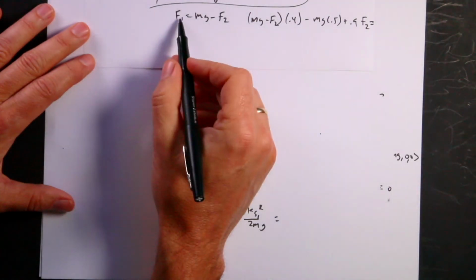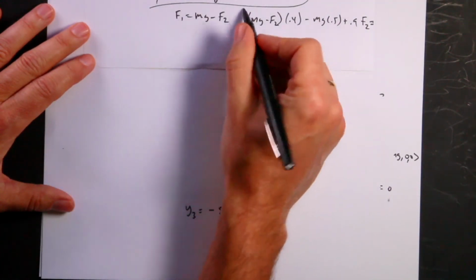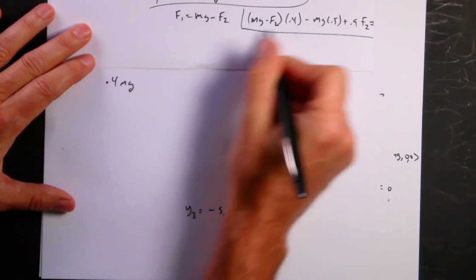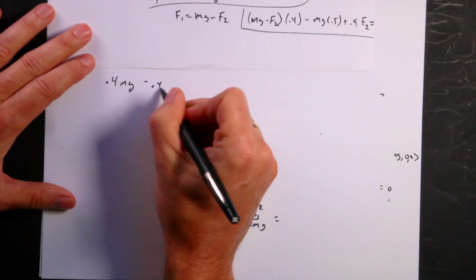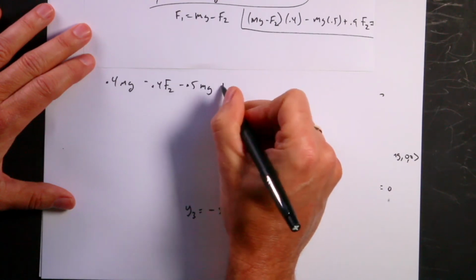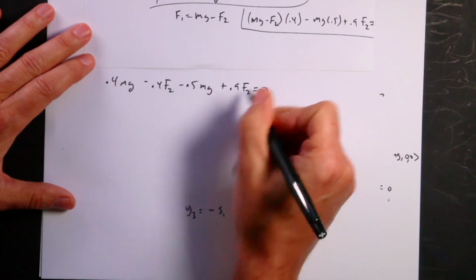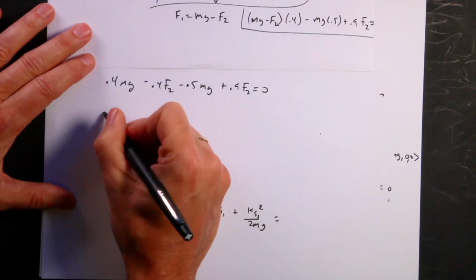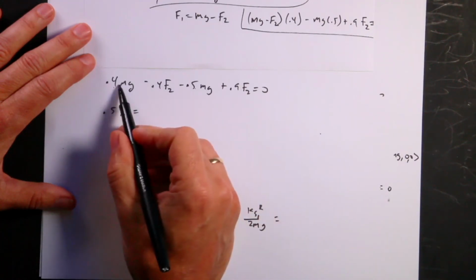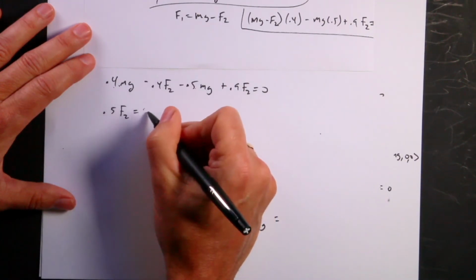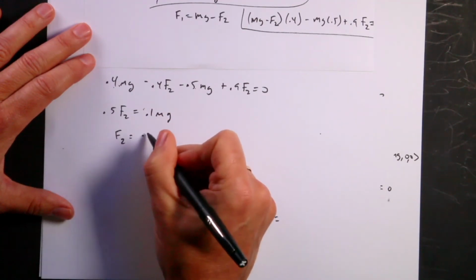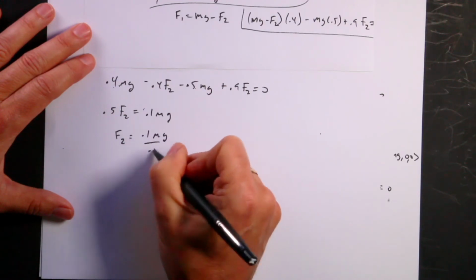Okay, so let's multiply this out over here. I get 0.4 mg, and it's weird using these numbers, but that's fine, minus 0.4 F2 minus 0.5 mg plus 0.9 F2 equals 0. So let's combine these terms, and I get 0.5 F2, and minus 0.1 mg. Add that to the other side, I get 0.1 mg. Solve for F2: F2 equals 0.1 mg over 0.5.